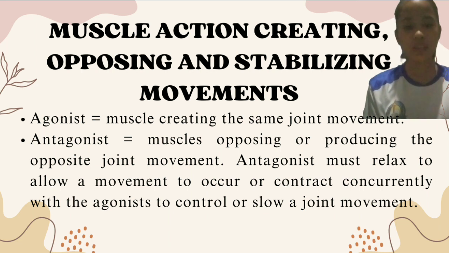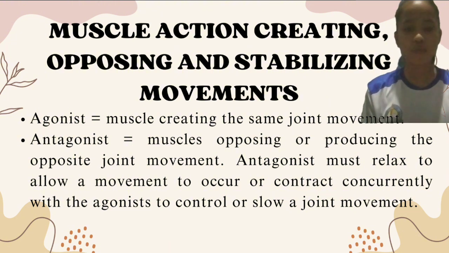Agonist and antagonist muscles often work in pairs or groups to produce coordinated movements. While one muscle contracts, the opposing muscle relaxes to allow the movement. For example, in the elbow joint during a bicep curl, the biceps brachii is the agonist responsible for flexing the elbow. The triceps brachii is the antagonist, opposing the biceps by extending the elbow.